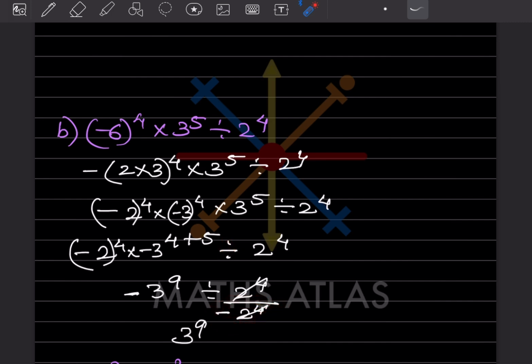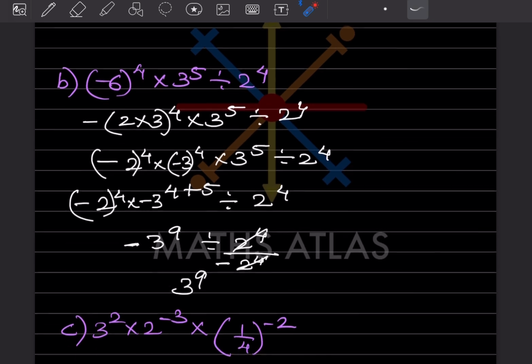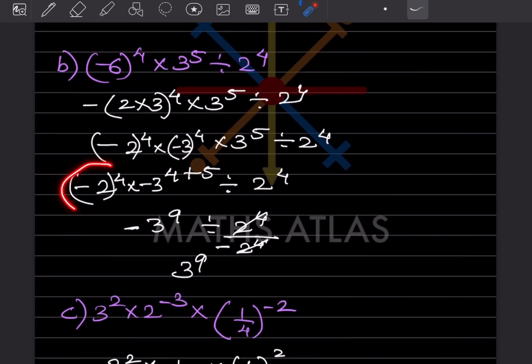So that is going to be minus 2 raised to 4. So what happens here? 2 raised to 4 and this gets cancelled. This minus divided by minus becomes plus. So this stays here, that is going to be 3 raised to 9. So be careful with this problem because here is division. So this goes on the other side, so that gets divided.